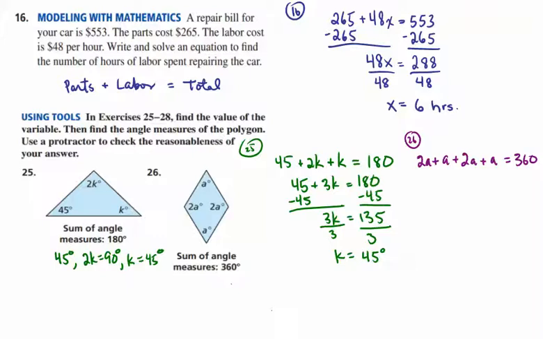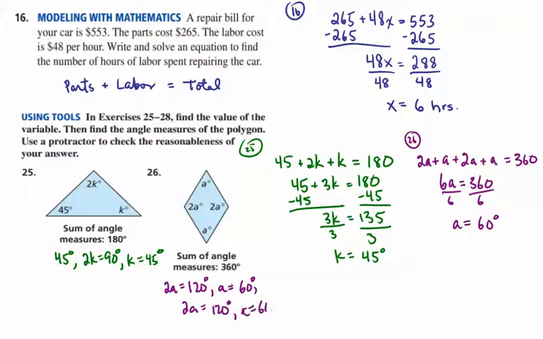We're going to combine like terms. We have 2a, 1a, 2a, 1a, which gives us 6a is equal to 360 degrees. Dividing both sides by 6, we get that a is equal to 60 degrees. So the sum of angle measures 2a is going to equal 120 degrees. A is equal to 60 degrees, and so we can list the others. 2a is 120, and a is equal to 60 degrees.